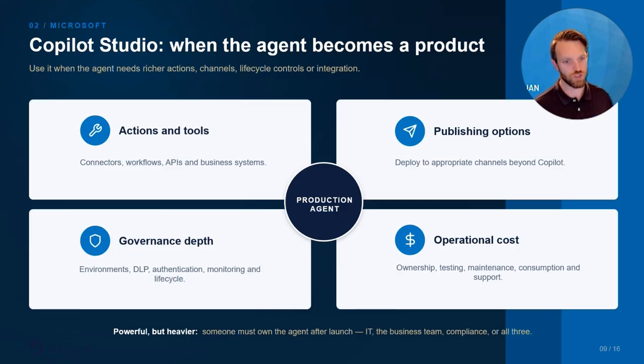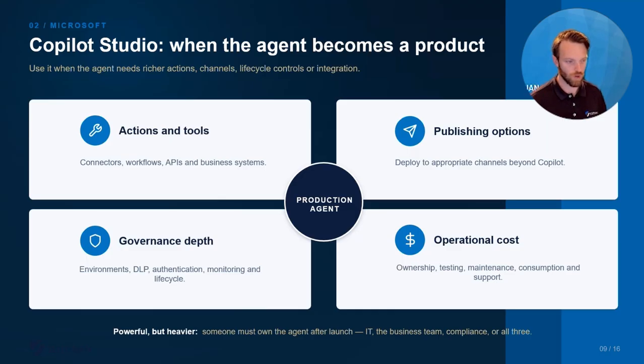When it comes to Copilot Studio, because the agent does, as I mentioned, become a product, when we're trying to give it richer actions and channels and lifecycle management, we can give it additional publishing options as well. So we don't have to deploy that to the M365 Copilot app. We could deploy it to Teams. We can publish it to a website, a company website, if you've got an intranet or something like that. And then we can also give it some governance as well. So things like data loss prevention, we can change the authentication style.